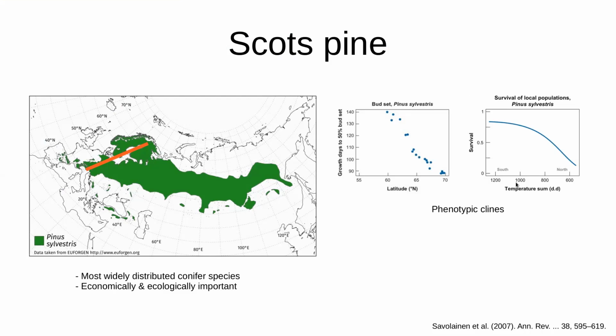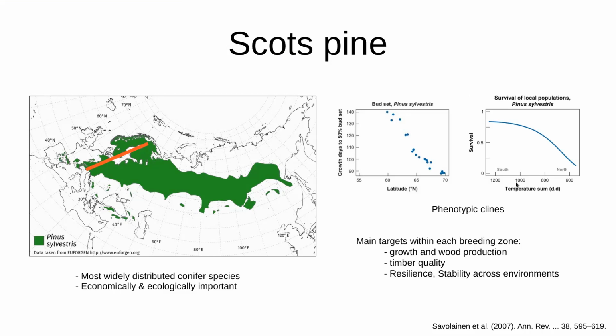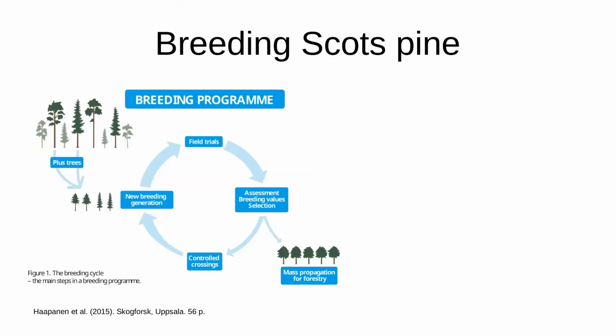These data reflect the importance of local adaptation in Scots pine, which is taken into account in breeding programs by using several breeding zones. The main targets for Scots pine breeding within each breeding zone include increasing growth and wood production, improving timber quality, and improving resilience and stability across environments. It's also essential to maintain genetic variability to avoid inbreeding, and this is going to be the focus of this presentation. So breeding Scots pine can be summarized in the following steps represented in this diagram.